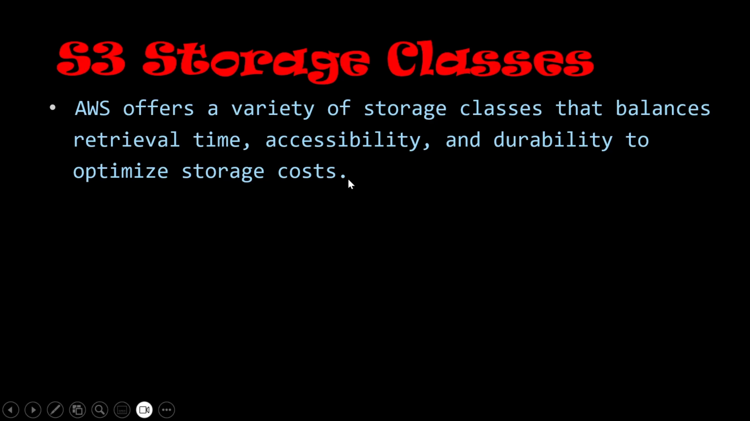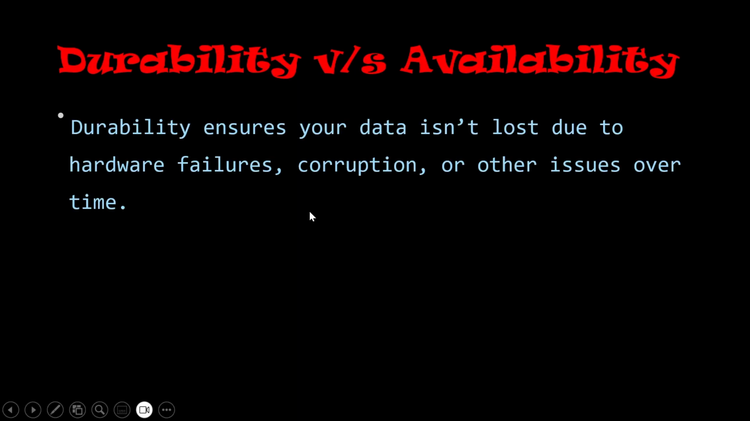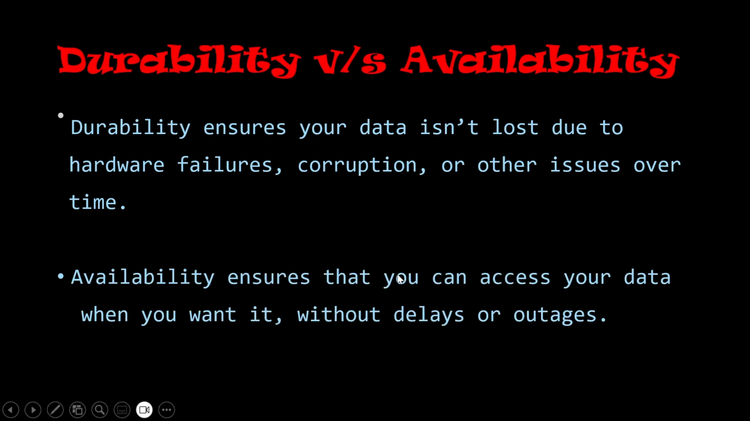Before going to the different kinds of storage classes, let's have a look at the difference between durability and availability. Durability ensures your data isn't lost due to any hardware failures, corruptions or any other issues over time. Availability ensures that you can access your data whenever you want without any delays or outages.